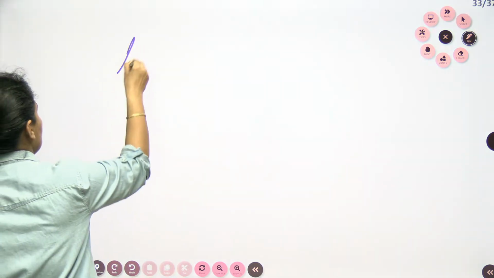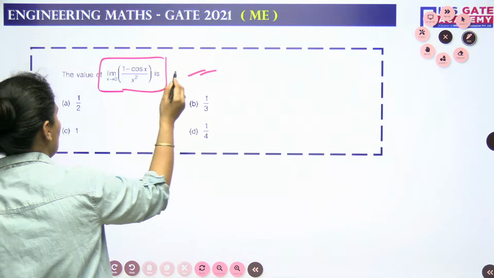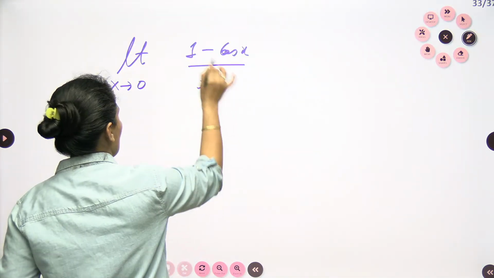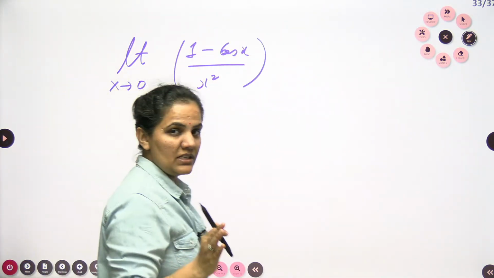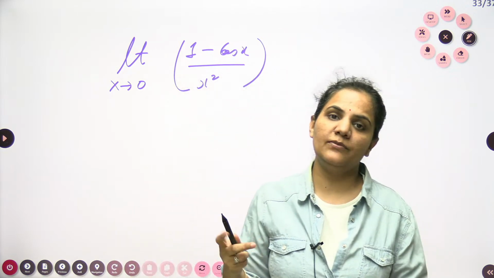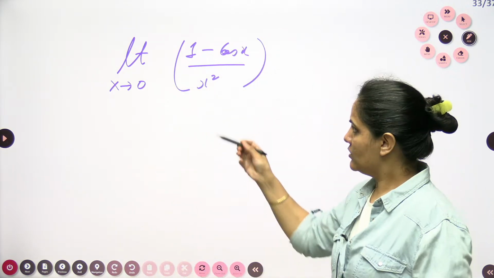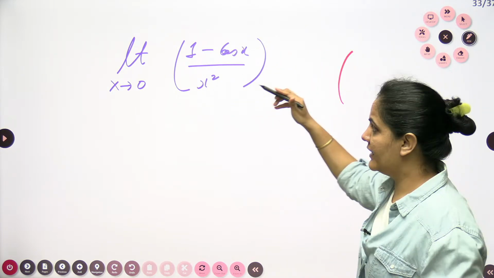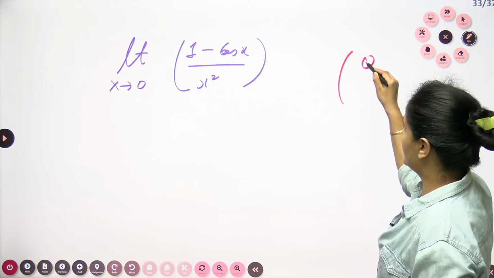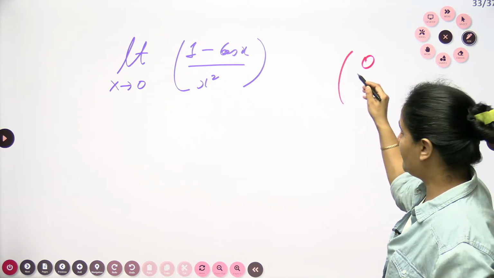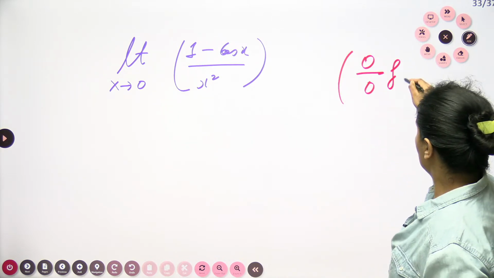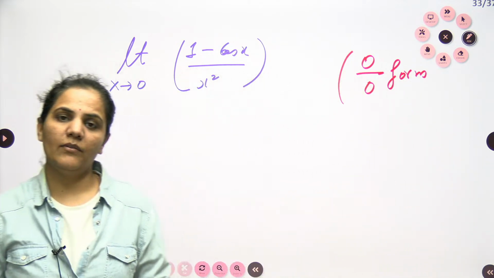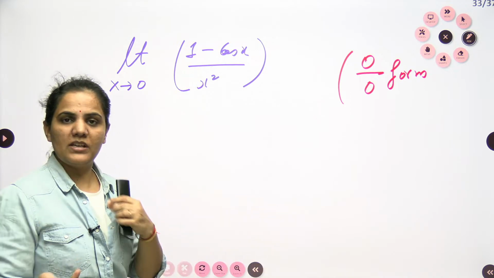So the function is the limit as x tends to 0 of 1 minus cos x by x square. First of all, whenever the question is from limits, we need to check whether the function is satisfying the limit or not. So I will put x equals 0 in numerator and denominator. In the numerator, cos 0 is 1, so 1 minus 1 is 0 divided by 0. So here we are having a 0 by 0 form. Whenever we have a 0 by 0 form, we need to use the L'Hospital rule.